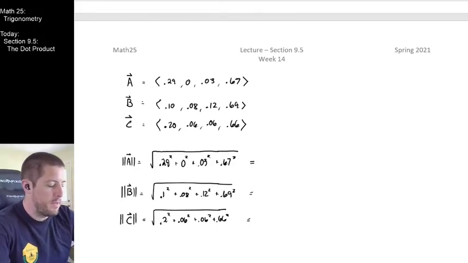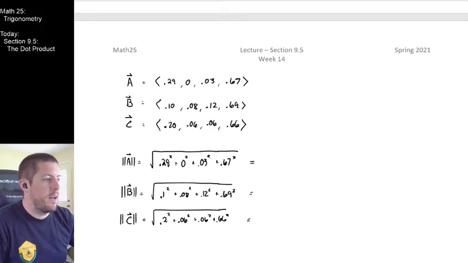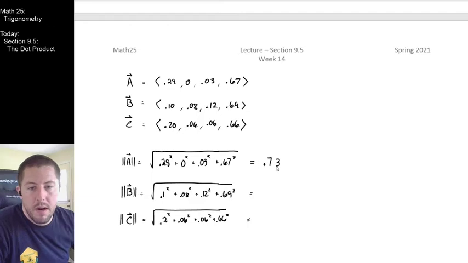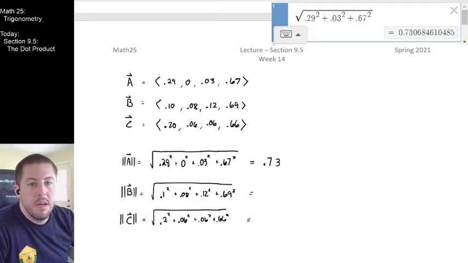To compute my lengths, I want the square root of 0.29 squared plus 0 squared, so I'll leave that, 0.03 squared, oh, not cubed, plus 0.67 squared. All right, so my first one, and I'm going to keep 5 decimal places on this because I'm not quite sure how much accuracy I need here. Oh, sorry, I brought up my calculator for my screen, but not for your screen. There it is. I brought it up there for a reason. 0.73068.